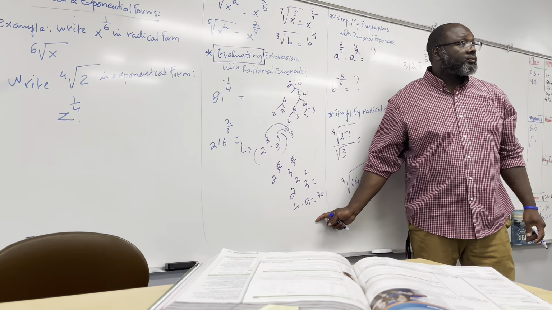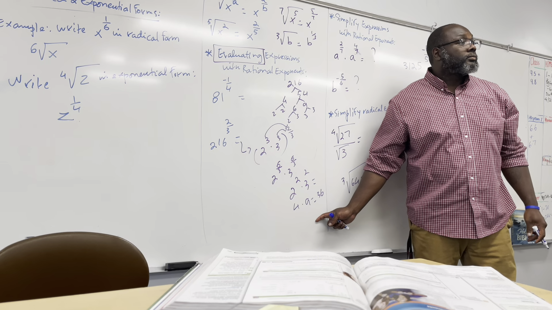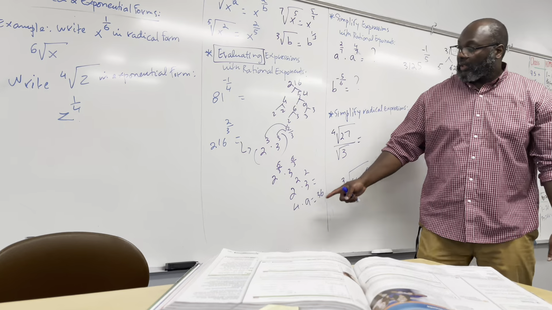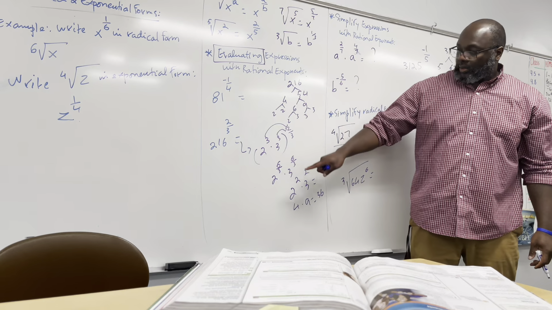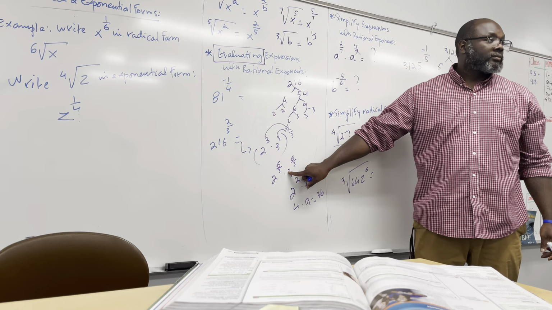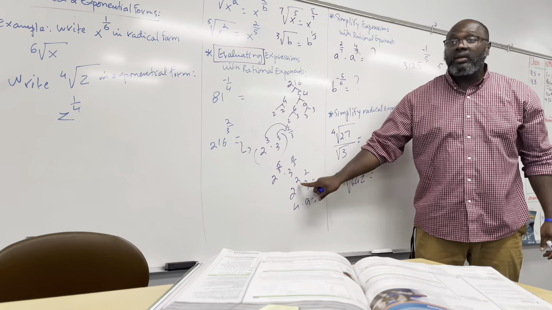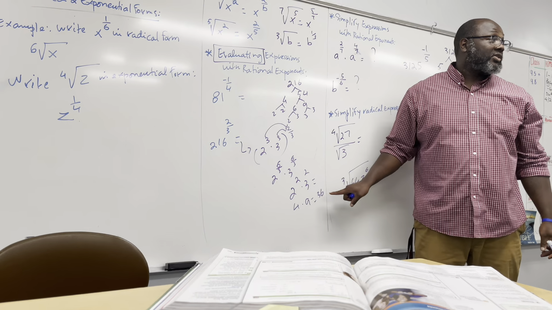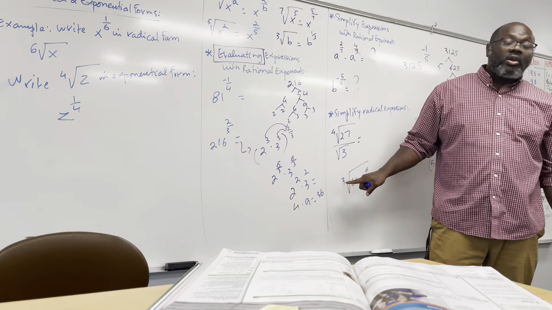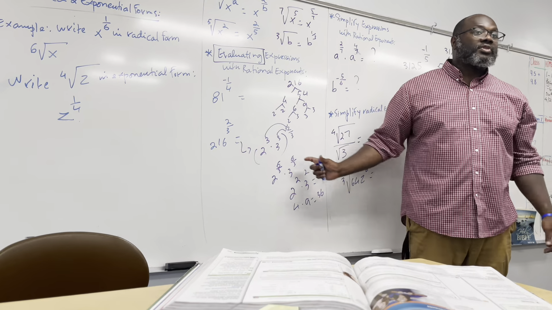Again, where did the two come from? Right here? 6 over 3. 6 over 3 is 2. So it's 2 squared times 3 squared, which is 4 times 9, that's 36. So basically, we are just using our transformation to get to the result, right?